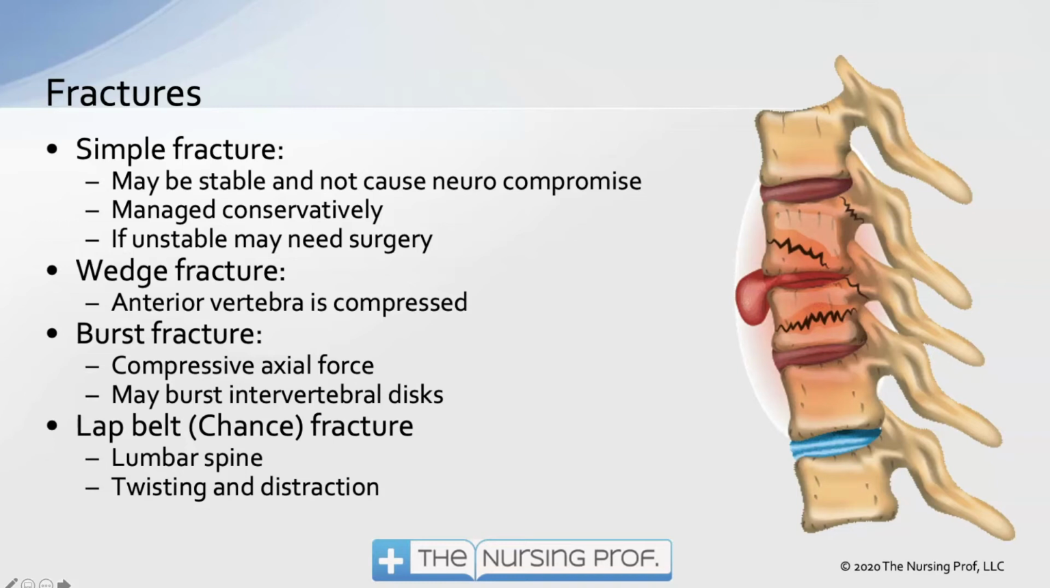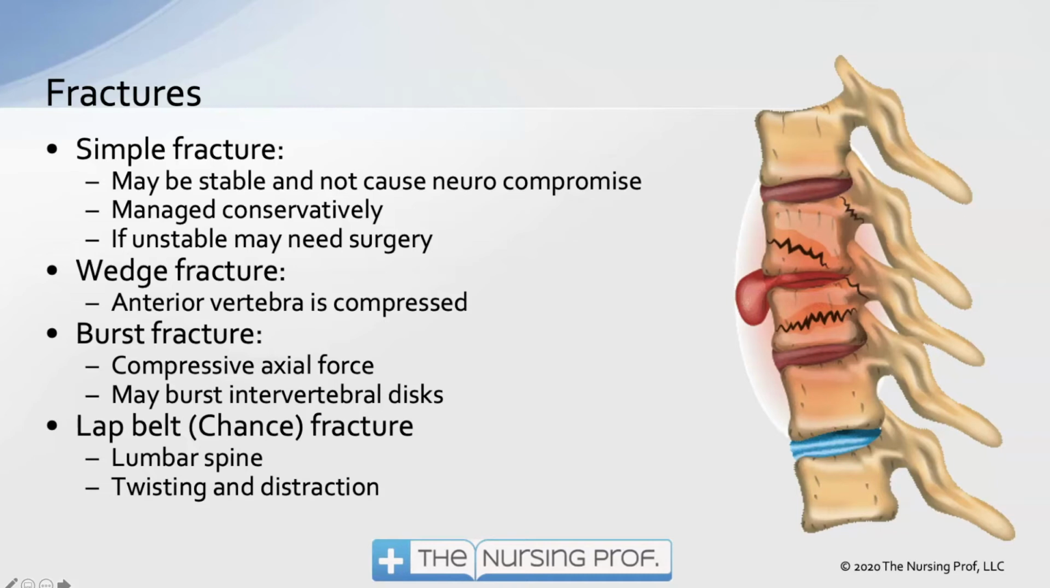Fractures. As we have talked about some of the fractures before, we could have a simple fracture. In most cases, those are just stable fractures. They don't cause any kind of neural compromise. Obviously, there'd be pain, but they'd be managed conservatively, probably not put into any kind of immobilization. We probably wouldn't even send the patient to surgery to have that fused. So if it's unstable, then obviously it's going to need surgery.